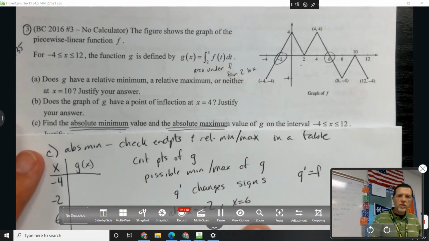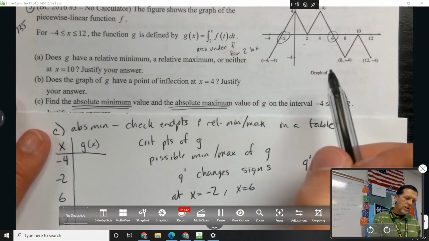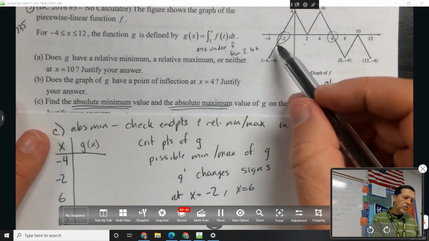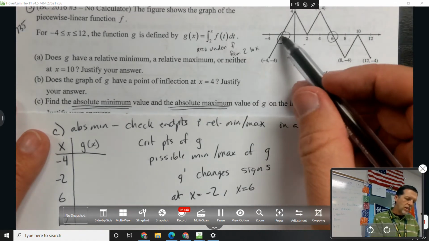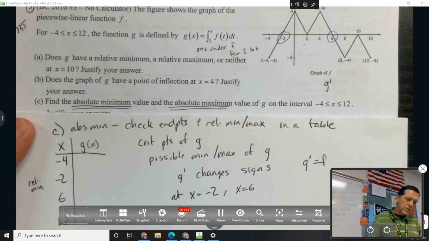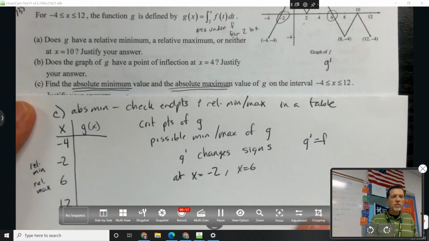and the endpoints. And I can tell by looking that -2, let's see, I'm going to just relabel my graph, g prime changes from negative to positive. So -2 is at the least a relative minimum, and 6 a relative maximum.